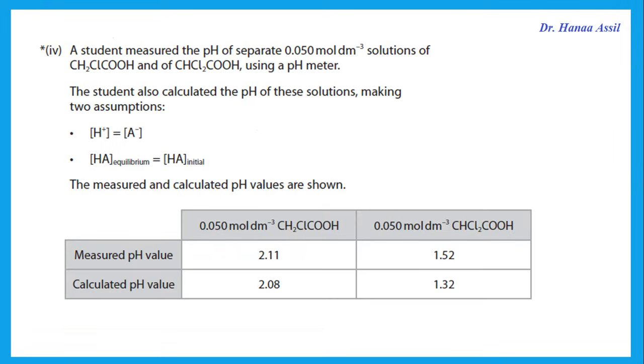A student measured the pH of separate 0.05 mol per decimeter cubed solutions of these 2 acids. One of them has 1 chlorine, the other has 2 chlorines. The student also calculated the pH of these solutions, making 2 assumptions. So they measured the actual value and they calculated using the assumption that the H+ concentration is equal to the A- concentration, and that the concentration of the acid at equilibrium is the same as the initial concentration.